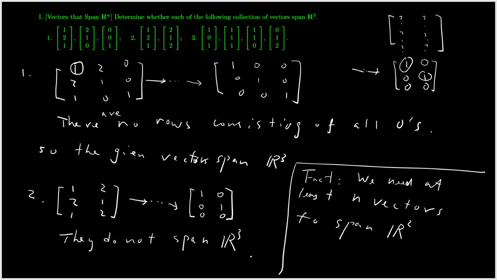We need at least 3 vectors to span R3, which means one vector cannot span R3, which means two vectors cannot span R3. Sorry, I was trying to write Rn. We need at least n vectors to span Rn. I told you why. A fact like that is relevant to some true or false questions. You're going to see those questions on Friday.